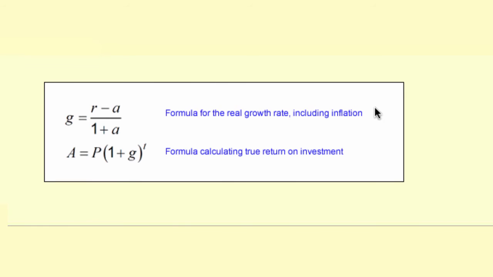Now, if you're trying to find the true rate of growth, in other words, you're considering appreciation and you're also considering inflation, there's a formula for that too. R is the rate of growth. A is the inflation. So G is the true growth rate. So you put the numbers in here, and then you can use the true growth rate to find out what the present value will be in 1 year.